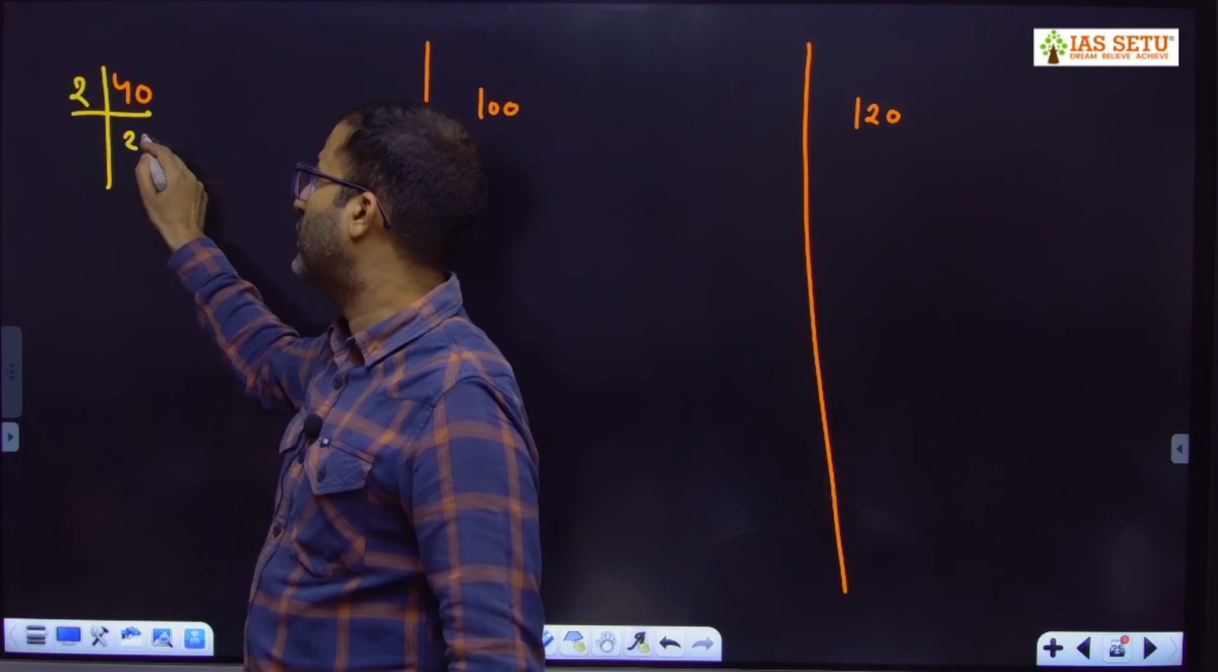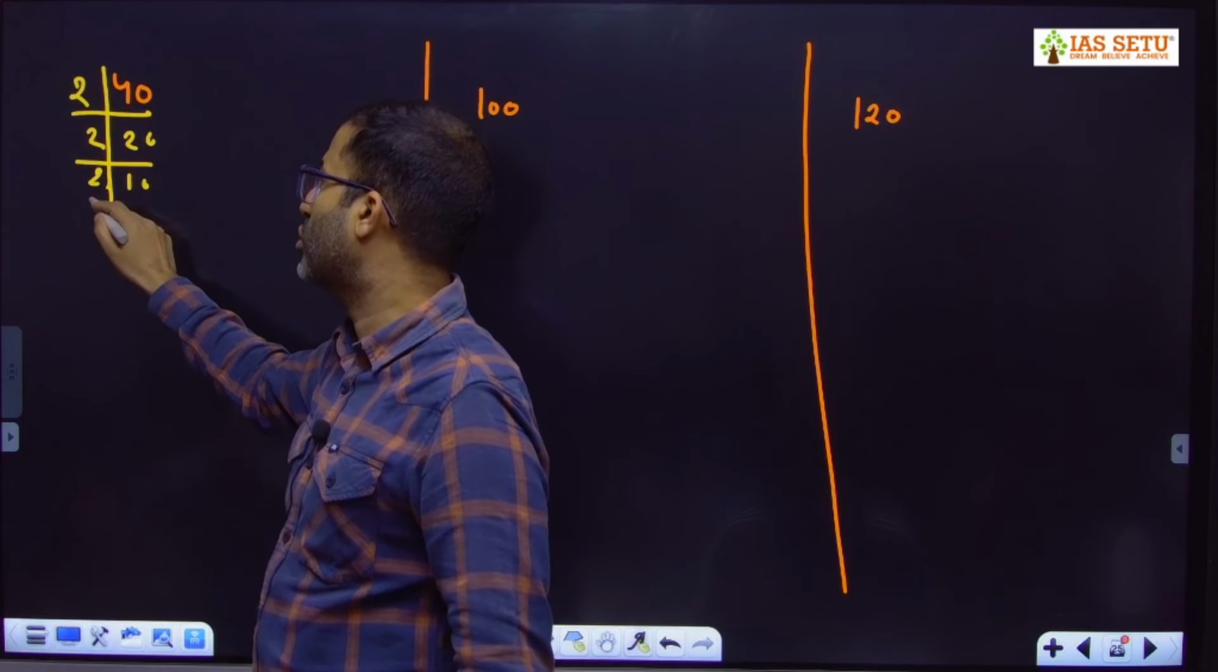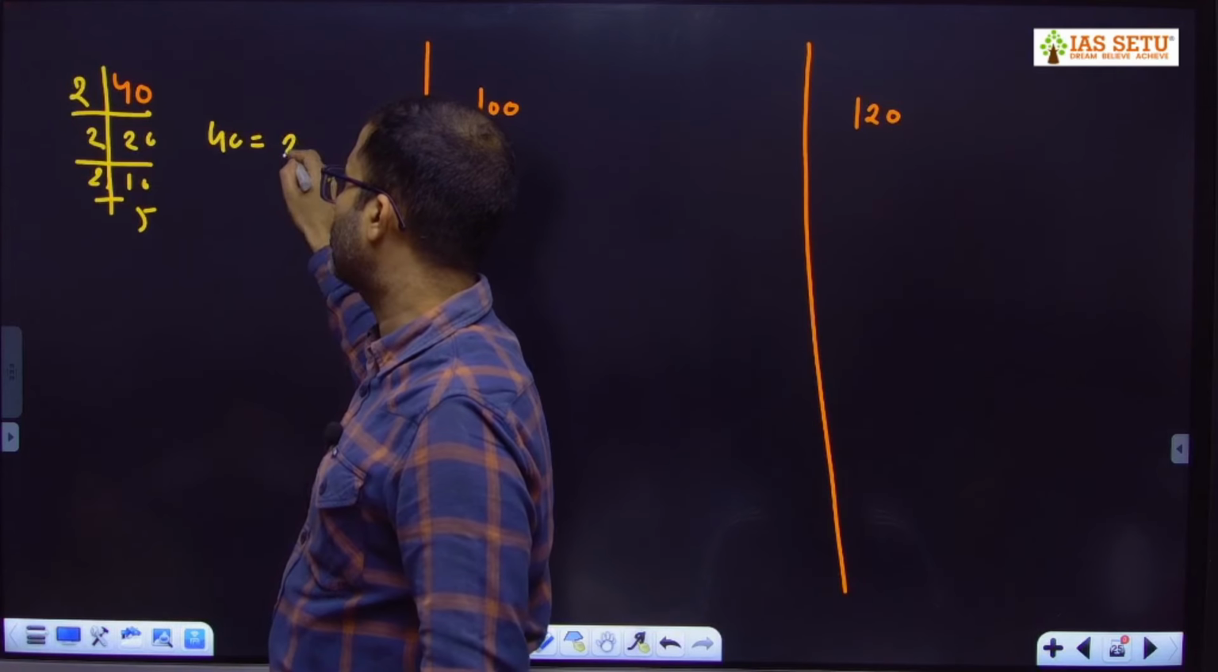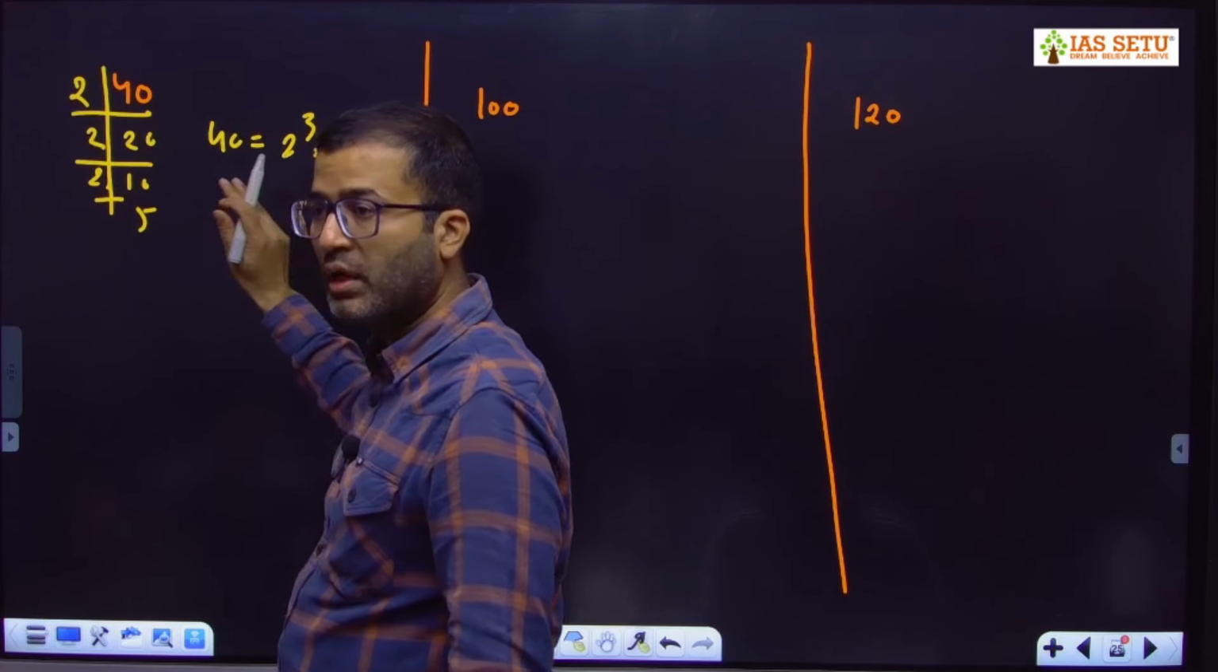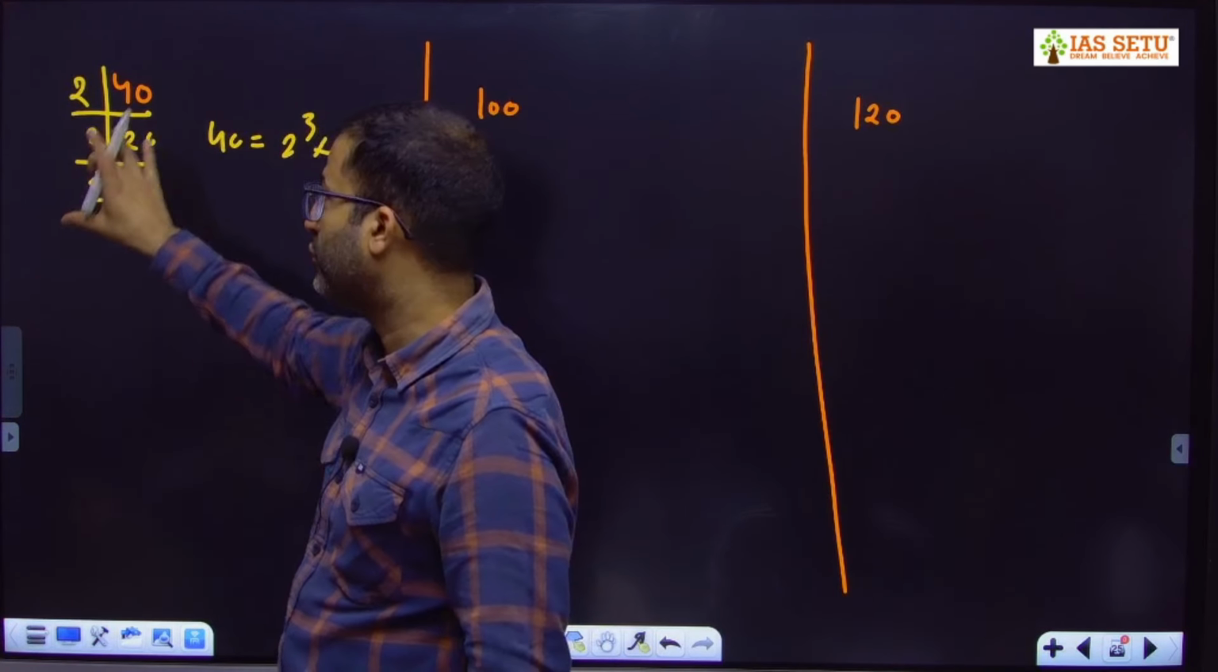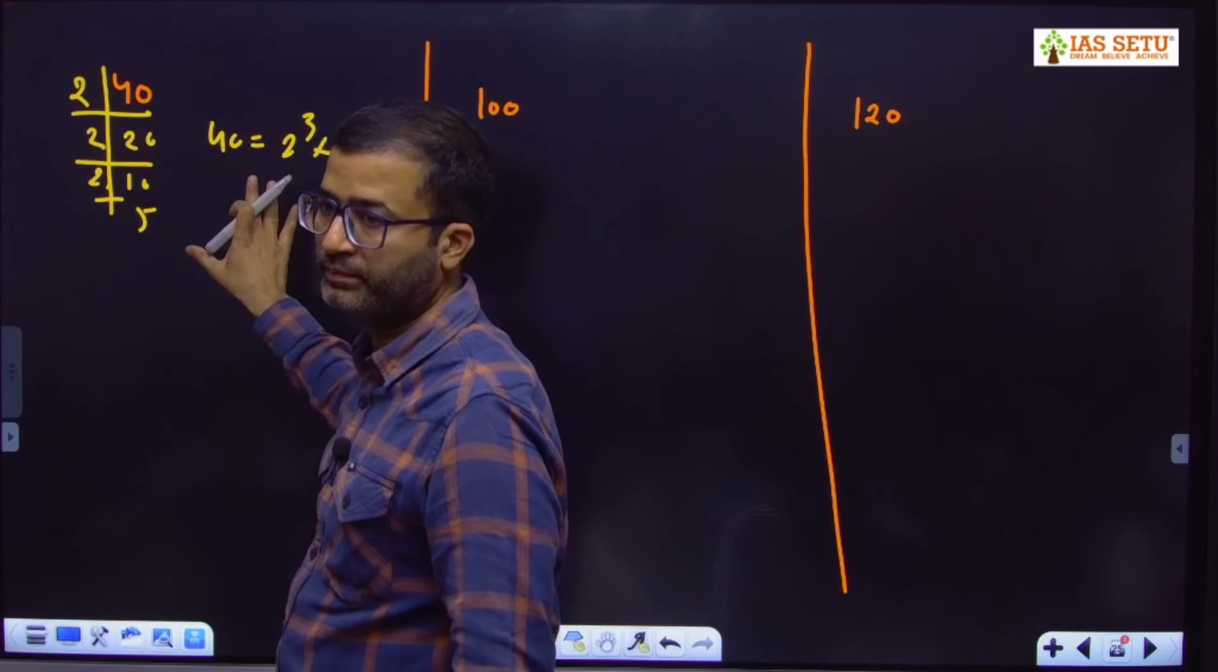2 common 20, 2 common 10, 2 common 5. So 40 is 2 to the power 3, 5 to the power 1. See, if any one of you is really good, you can write the prime form without this.